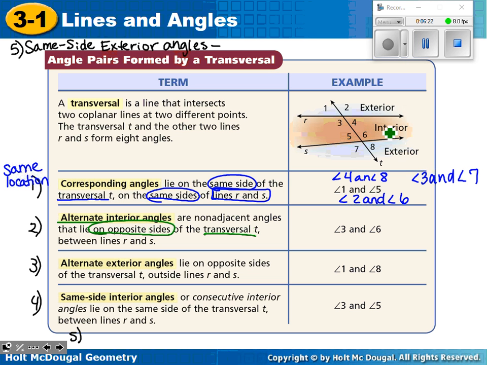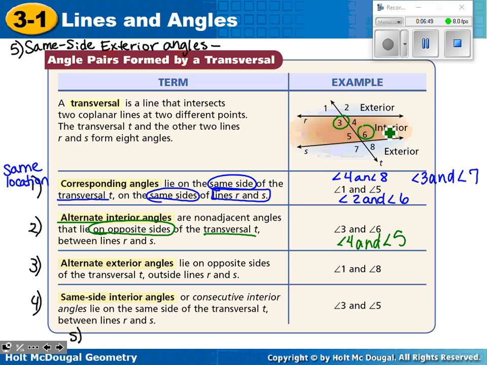So 3, 4, 5, and 6 are all interior. Exterior would be 1, 2, 7, and 8. They're outside the 2 lines. Okay? So we want the ones that are on opposite sides of the transversal, but interior. So they say that is 3 and 6. Or it could also be 4 and 5. Is everybody with Jackson there?